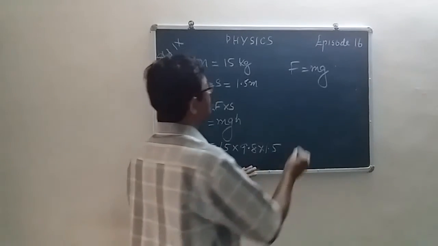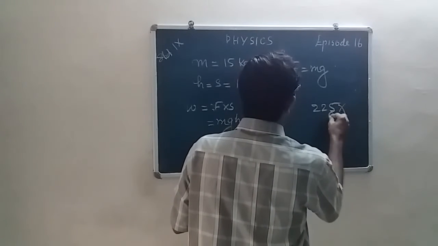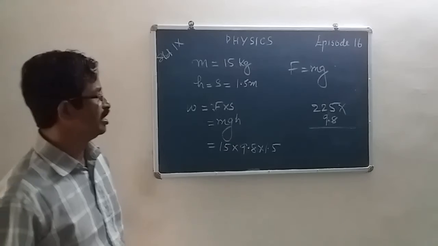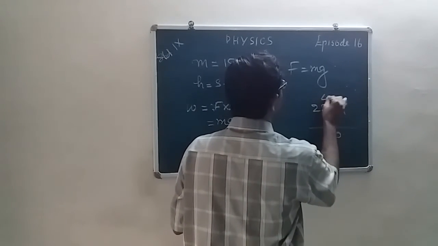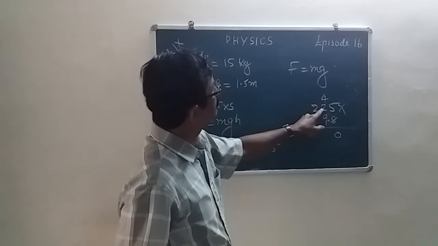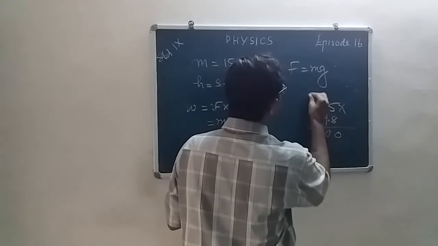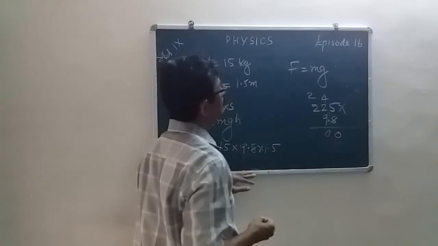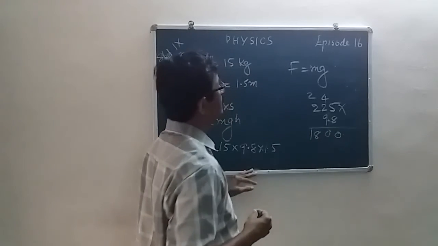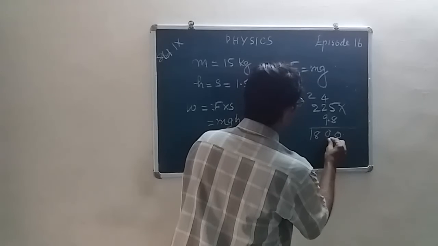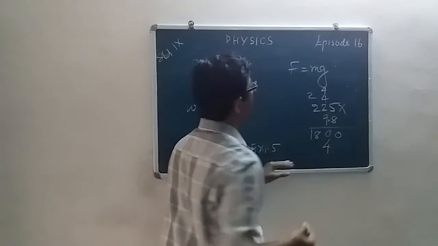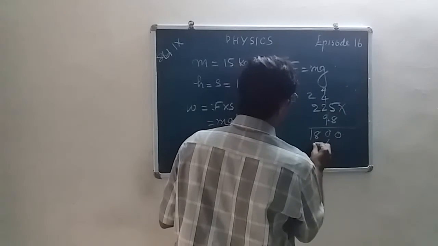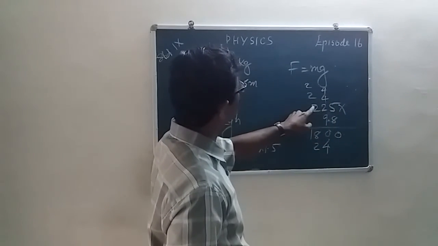Here 15 times 15 is 225, into 9.8. How much will it be? 8 times 5 is 40, balance 4. 8 times 2 is 16 plus 4 is 20, balance 2. 8 times 2 is 16 plus 2 is 18. 9 times 5 is 45, balance 4. 9 times 2 is 18 plus 4 is 22, balance 2. 9 times 2 is 18 plus 2 is 20.